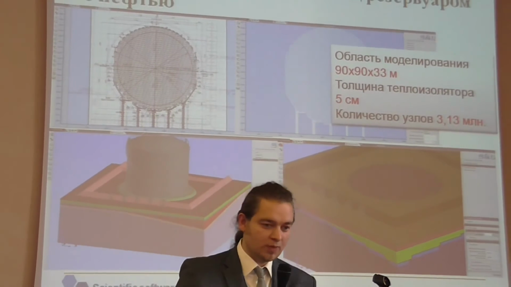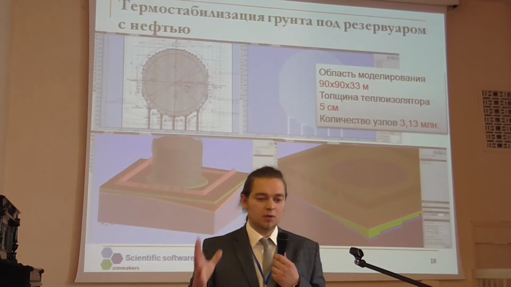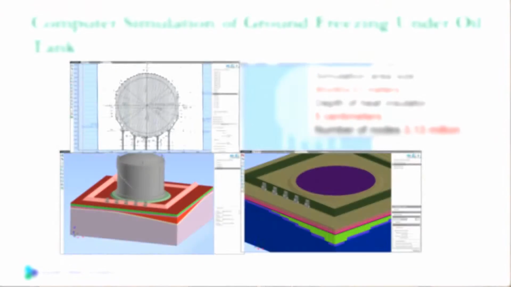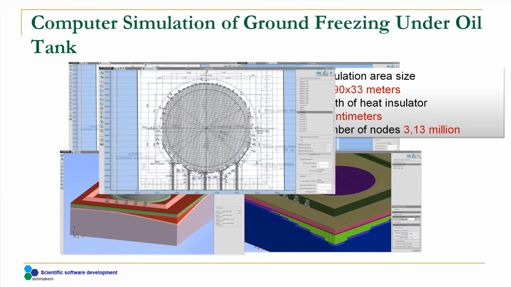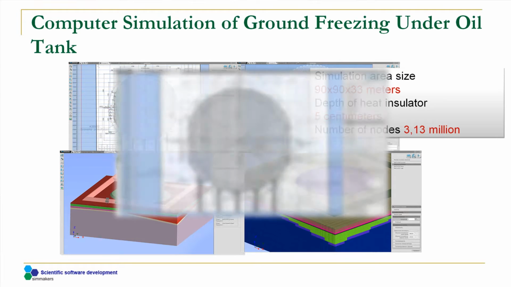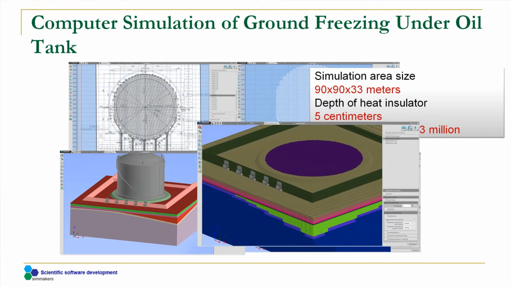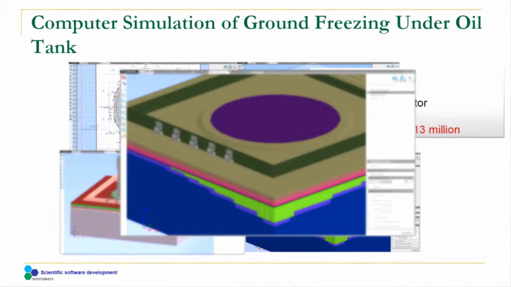Here is another model. It is a hot oil tank with a flat loop thermosiphon foundation system of one of our clients, Fundamentstrojarkos, located under the tank. The simulation area is larger than in the previous example, with an area covering 90 meters. A very thin heat insulator is located on the site, and this feature essentially affects numerical computations.